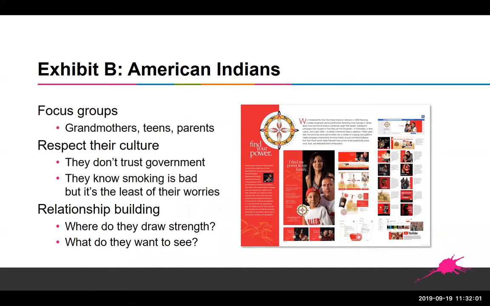So it's really important to do your homework when it comes to different audiences, and be prepared to change course or modify slightly, and be patient. When we first developed this Find Your Power campaign, it's 10 years going, so it was 10 years ago. We focus grouped. We talked to grandmothers, teens, parents. We had to understand their culture. And we had to admit that maybe smoking wasn't the biggest problem that they had to face. So how can we work our message into their culture and into their lives?